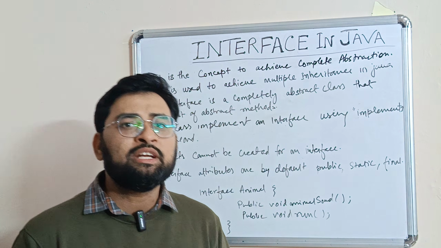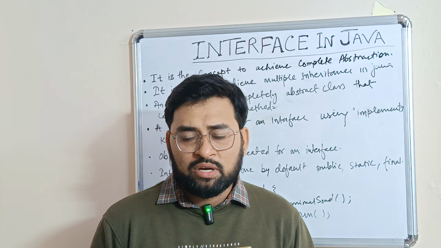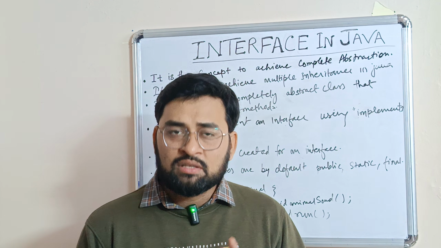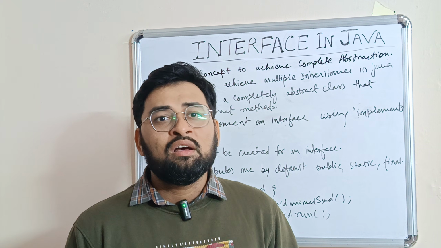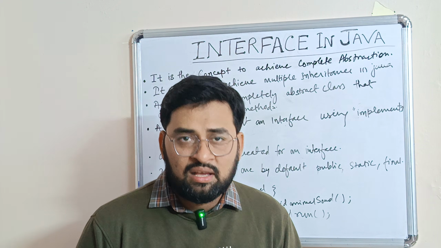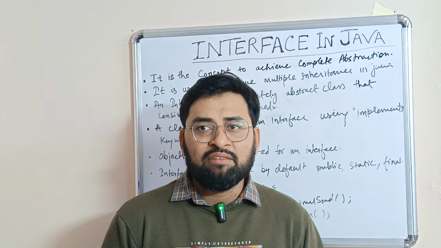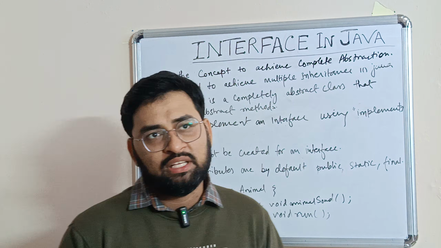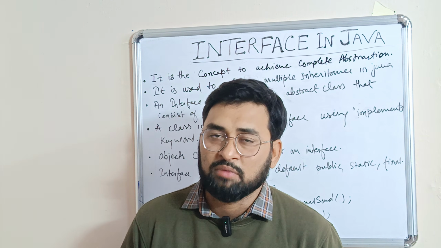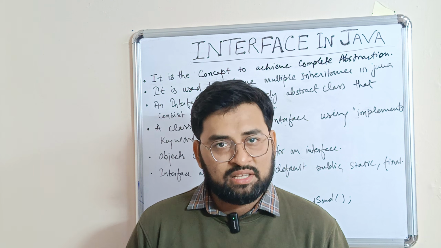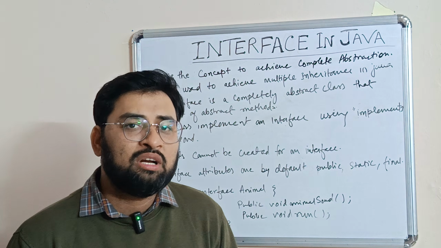We have multiple types of inheritance: single inheritance, multi-level inheritance, hierarchical inheritance, and the fourth one, multiple inheritance. Other languages follow multiple inheritance, but Java does not follow multiple inheritance. That's the key point. So why does Java not follow multiple inheritance?